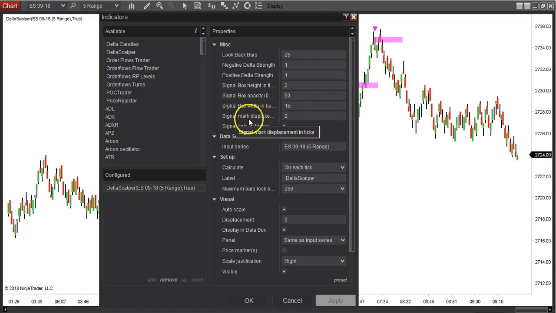What is signal mark displacement? It's 2. It's just how far off the top of the bar you want that. Signal only on higher highs or lower lows, if you put your cursor over it, I'll explain that in a minute. That goes back to the look back bars. If you disable it, you're going to get a lot more signals than if you have it enabled. So here I disabled it so you can see how it's going to look in a second.